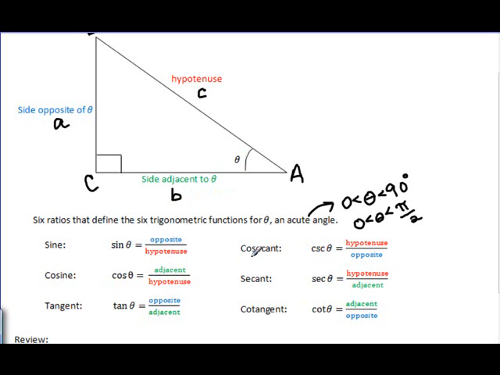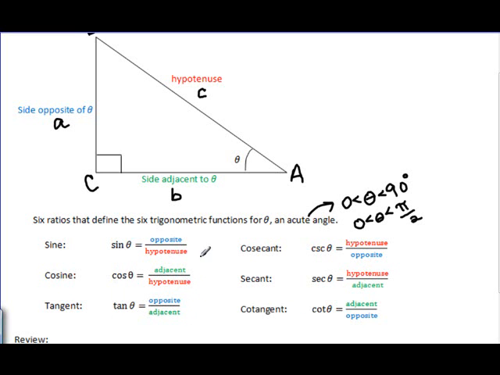And then cosecant is the reciprocal of sine, so it is hypotenuse over opposite. Secant is the reciprocal of cosine, so it is hypotenuse over adjacent. Cotangent is the reciprocal of tangent, and it is the adjacent over opposite.